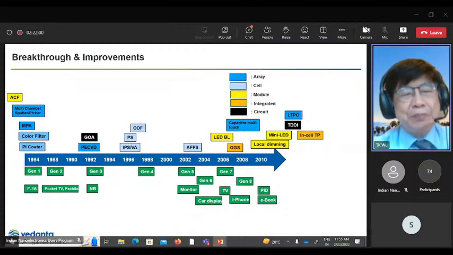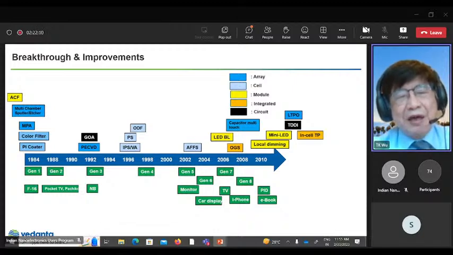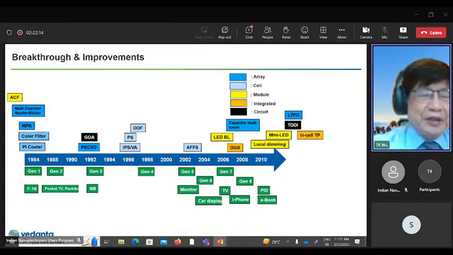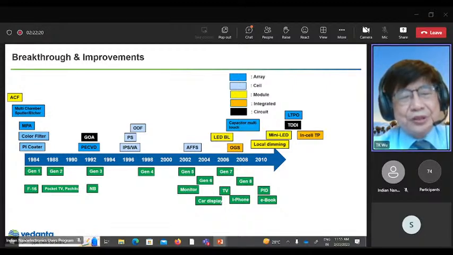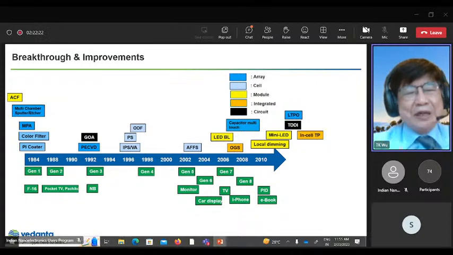So we penetrated such technology, and made the notebook, monitor, and TV, those three very huge major applications, become possible. Then TFT LCD became a big, like 150 billion US dollar business. It became an industry.